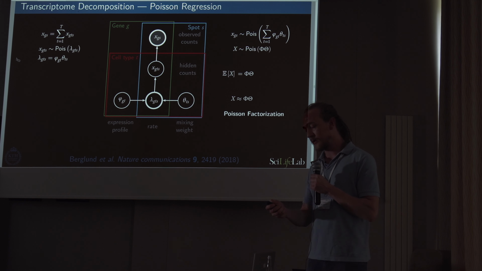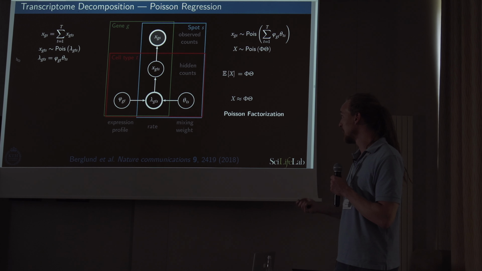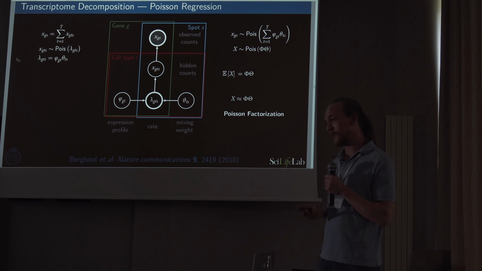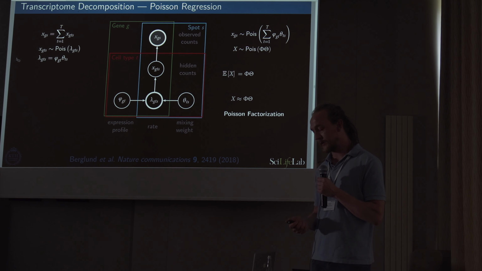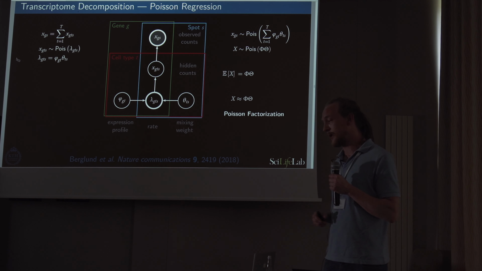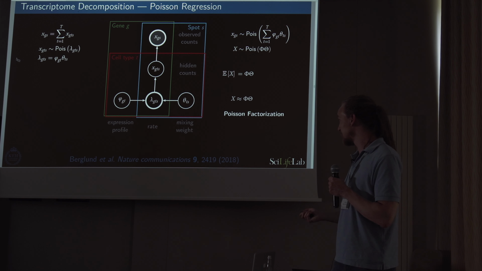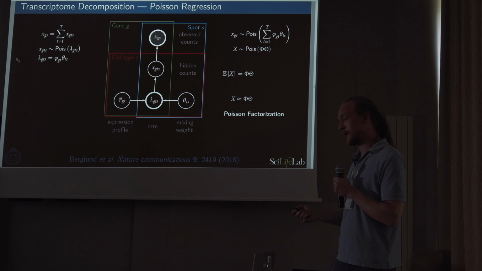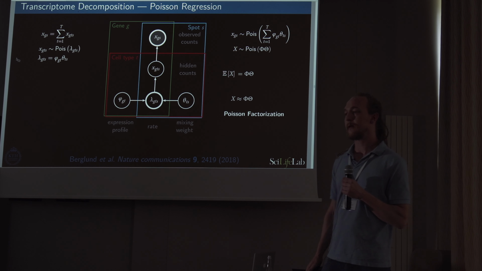But generally, perhaps already this would be enough to answer your question. If some type is lowly expressed in a spot, that's here. And if all the types are lowly expressed, that would also be here. That's a parameter that you estimate. Yes, that's right.